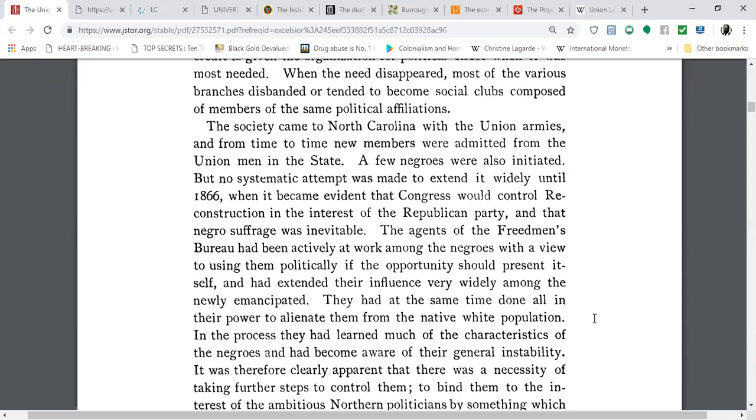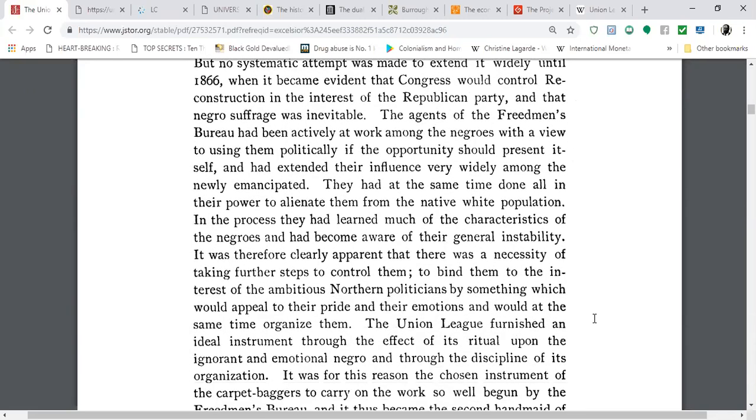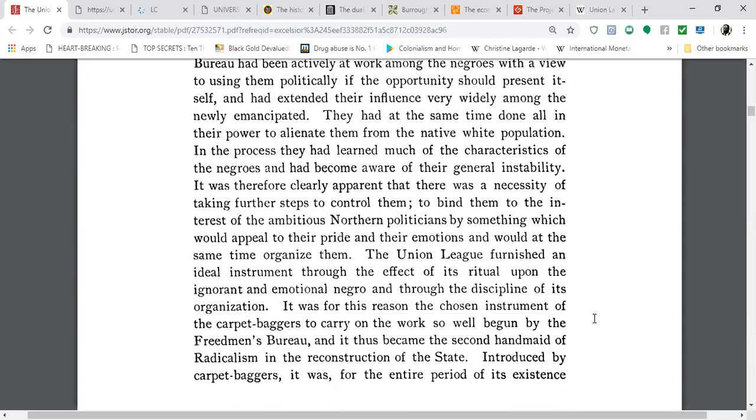Agents of the Freedmen's Bureau had been actively working among the Negroes with a view to use them politically if the opportunity should present itself, and to extend their influence very widely among the newly emancipated. They had at the same time done all in their power to alienate them from the native white population. In the process, they learned much about the characteristics of the Negroes and became aware of their general instability. It was therefore clearly apparent that there was a necessity of taking further steps to control them, to bind them in the interest of the ambitious Northern politicians by means which would appeal to their pride and their emotions and would at the same time organize them.